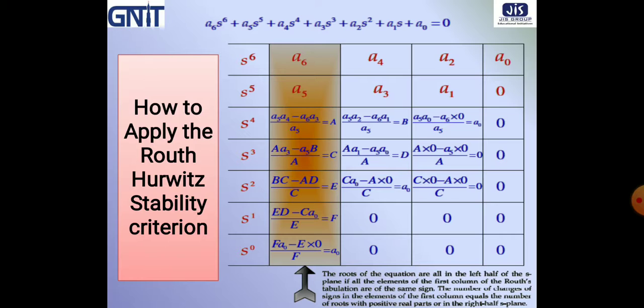Okay, now if we want to calculate how many poles are there in the right half of the S plane, so that the system is unstable, that is, the number of poles present in the positive real axis or in the right half of the S plane, then we have to see the number of sign changes. If there are 2 sign changes, then there are 2 poles present in the right half of the S plane.